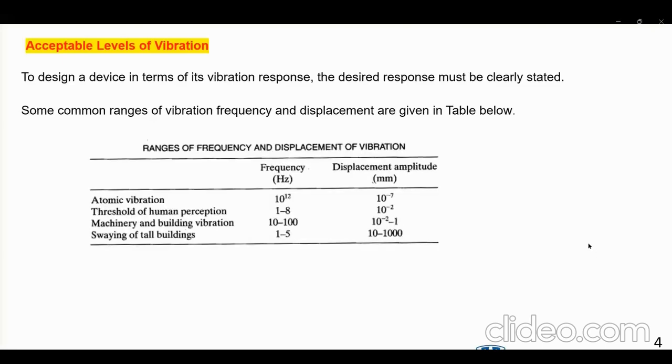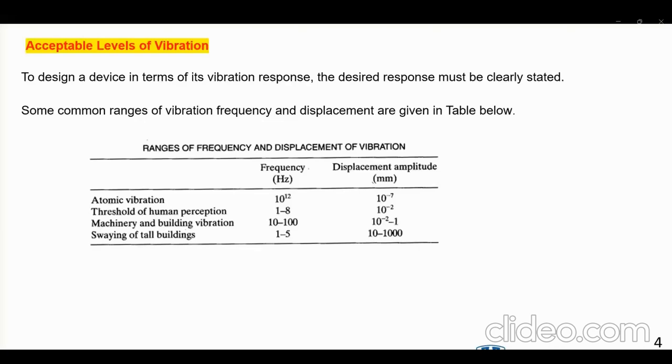These are some specs that are taken from your Inman book. For example, when it comes to different systems, the frequency ranges are different, ballpark figures are different, and the displacement amplitudes are different. In the case of atomic vibration, in chemistry and material science, the frequency of vibration of the atoms is of the order of 10 to the 12 hertz. That's a huge number. And the displacement amplitude, because of the size of the atom, is extremely small. It's roughly 10 to the minus 7 millimeter.